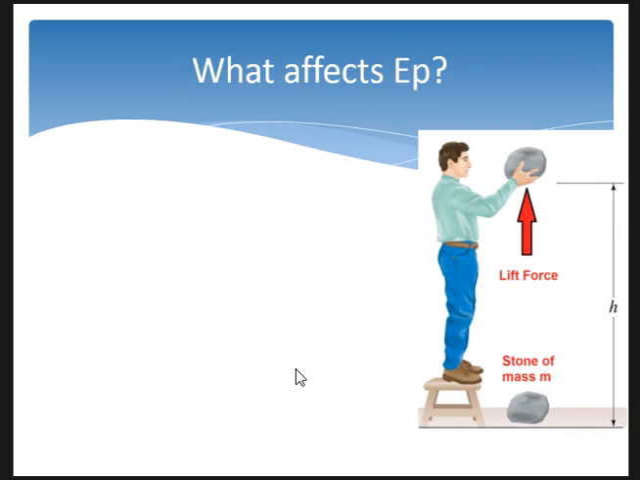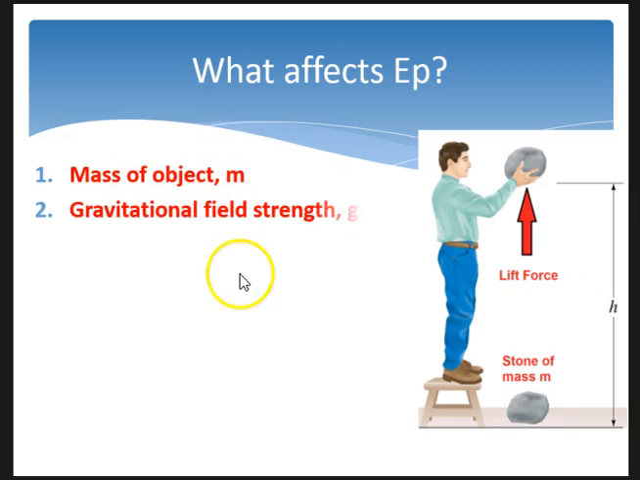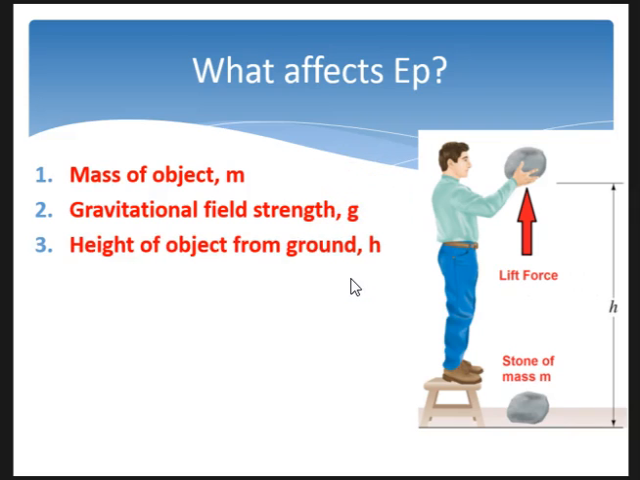So that brings us to this next slide. From the previous slide, what have you learned about the factors that affect gravitational potential energy? It's these three things that we have been discussing. First, the mass of the object, small m. Second, the gravitational field strength of that particular location, symbol small g. And the third will be the height of the object from ground, small h.